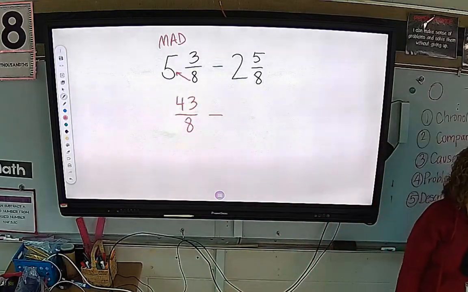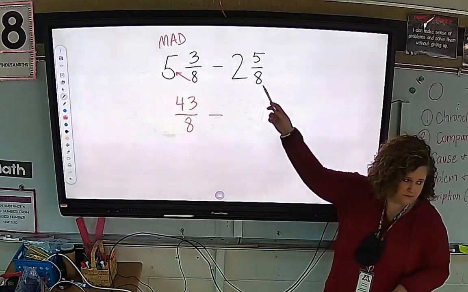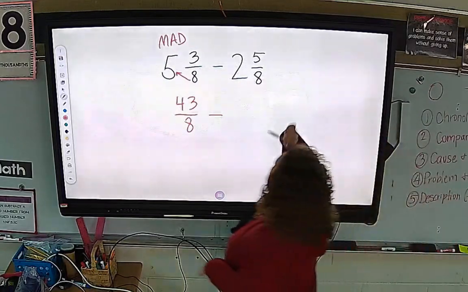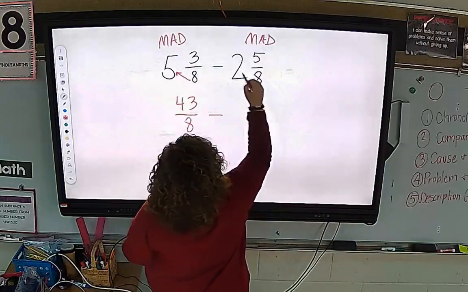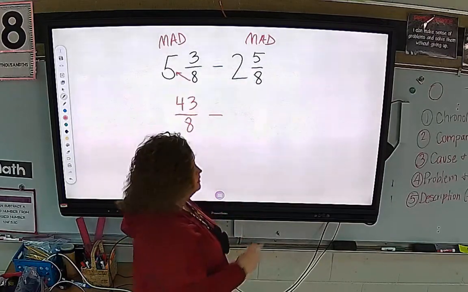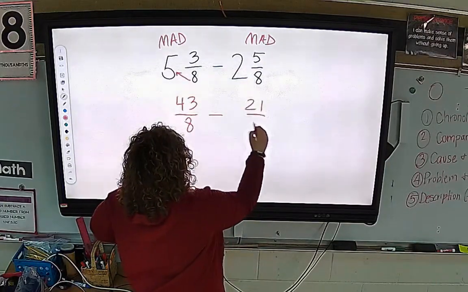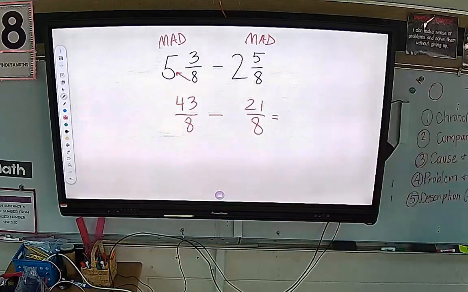Now, what do I need to do over here, just to make the subtraction simpler, Mason? Okay, we're also going to do MAD right here. 8 times 2 is 16 plus 5 more, 21. This becomes 21/8 with MAD. Now we're going to really do some subtraction.